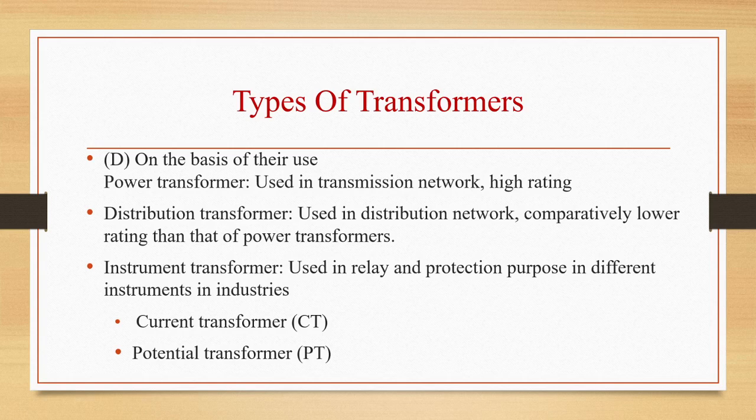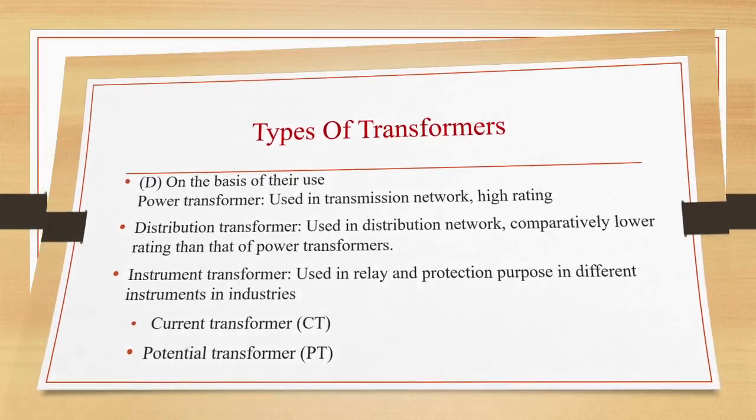Power transformers are used in transmission network and they have a high rating. Distribution transformers are used in distribution network, with comparatively lower rating than that of power transformers. Instrument transformers are used for relay and protection purposes in different instruments in industries. They are of two types, current transformer and potential transformer. Usually we denote current transformer by CT, potential transformer by PT.